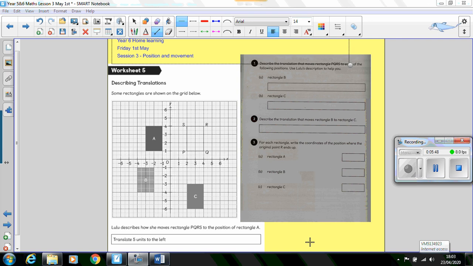Now after that, it would also like us to write down the coordinates of the position where the original point R ends up. So we can see that R already has gone to here. And what's the coordinate of that point? And what's the coordinate of R on the point on the rectangle B? What's the coordinate of R on rectangle C? Have a go at the questions, and as we have done for the rest of this week, we'll then go through the answers.